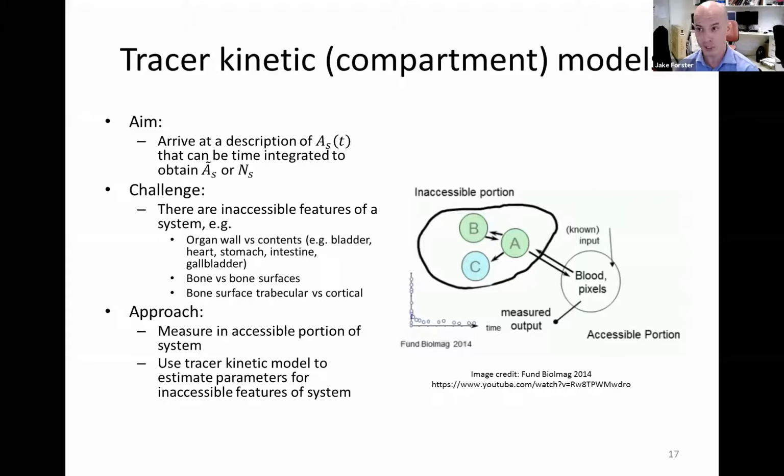This is really the motivation for these tracer kinetic models. We want to make measurements in the accessible portion of our system, and then we use our tracer kinetic model to estimate parameters for inaccessible features of our system.